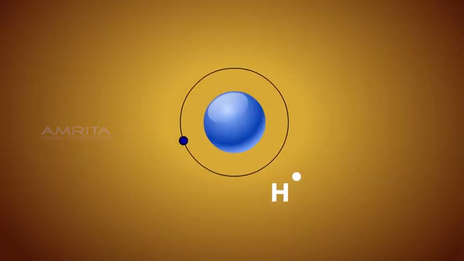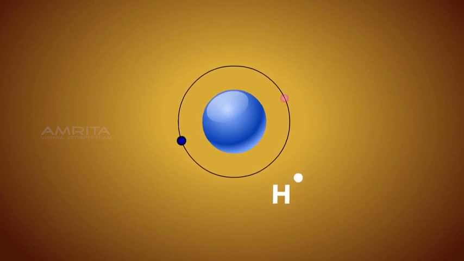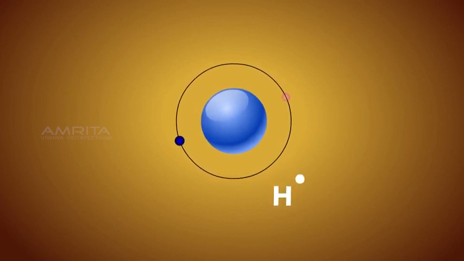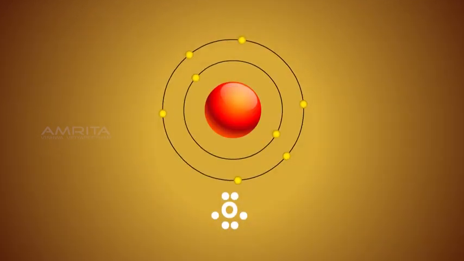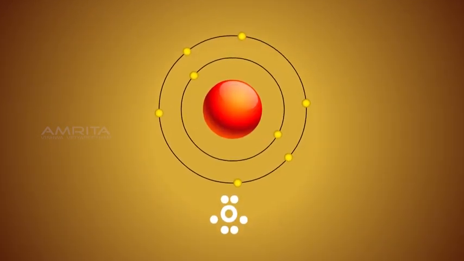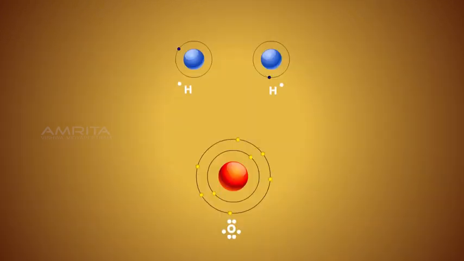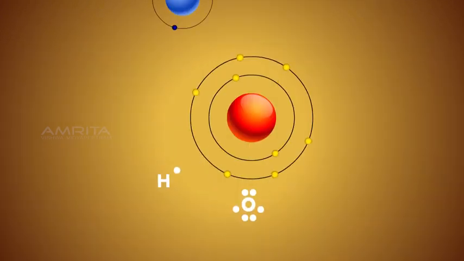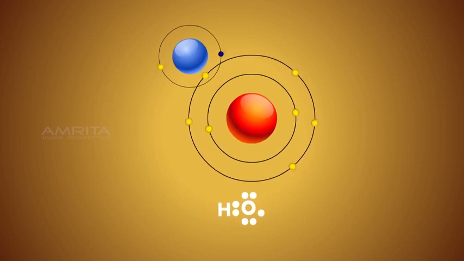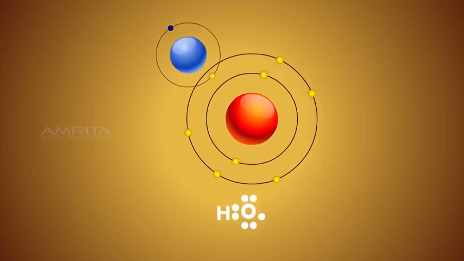The hydrogen atom with 1 valence electron needs an additional electron to complete its first energy level, and the oxygen atom with 6 valence electrons needs 2 additional electrons to complete its second energy level. As one hydrogen atom and one oxygen atom collide, a covalent bond is formed by the sharing of electrons between atoms.